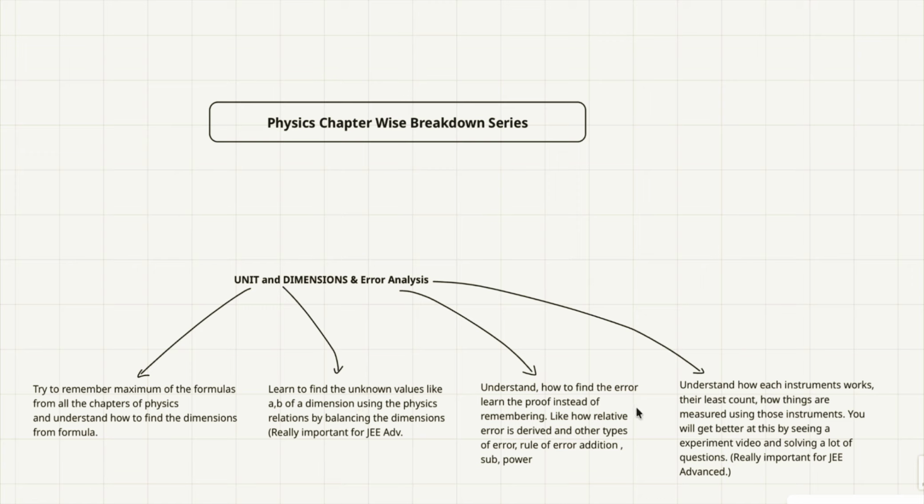And then coming to the other part, error analysis. You don't have to remember a lot of formulas. Let's say there are a lot of formulas for relative error, absolute error, and other errors. You don't have to remember each and everything. Instead, just try to learn how those formulas are derived, what the base is, and how you prove them. That will help you understand what error actually means instead of just memorizing it.